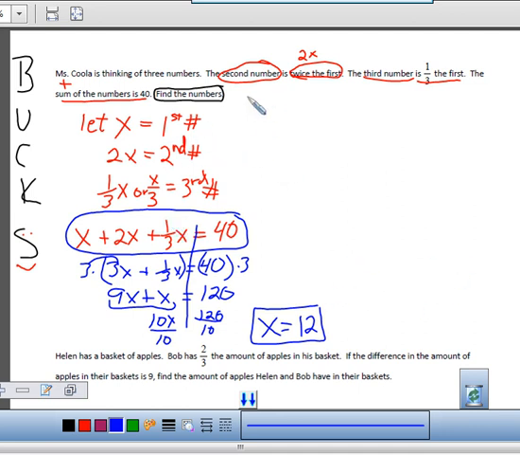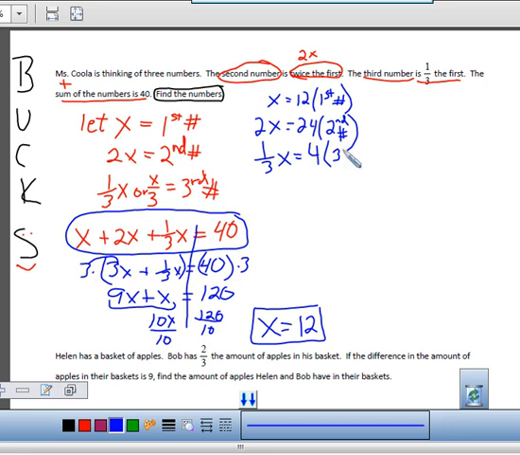Now, I need to find the comparison. So, the first number is x. So, x equals 12 is the first number. 2x, that's 24. That's my second number, or Miss Kula's second number. And then 1/3 x, so 1/3 times 12 is actually 4. That's the third number.